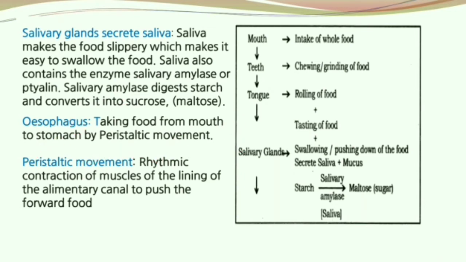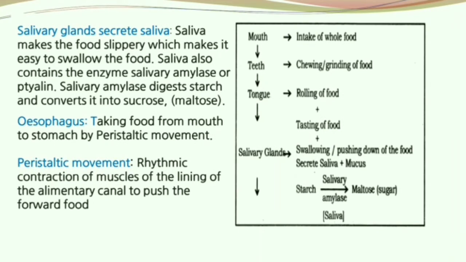So, what is peristaltic movement? Peristaltic movement is the rhythmic contraction of muscles that line the alimentary canal, which in turn helps to push the food forward. To sum up, as I said, the mouth contains teeth, tongue and salivary glands, and to take the food from the mouth to the stomach, we have our esophagus.